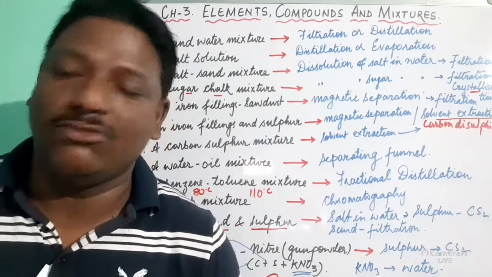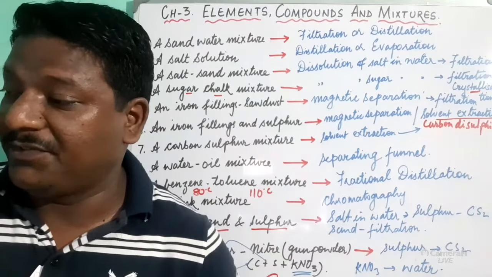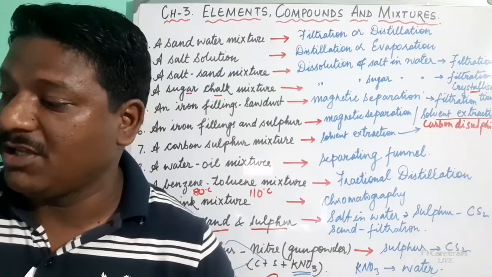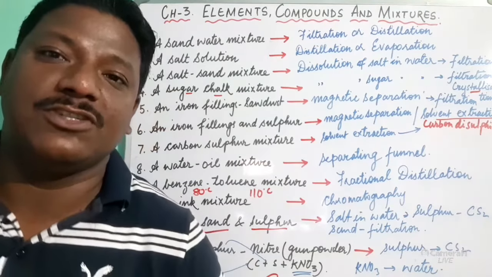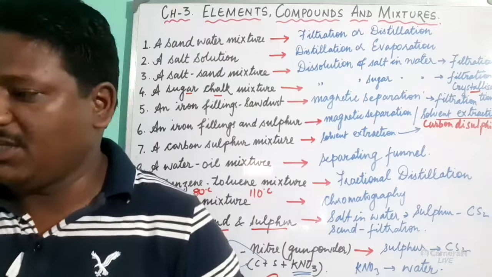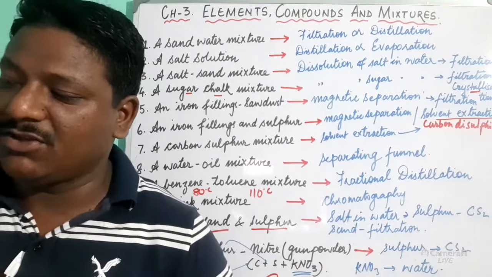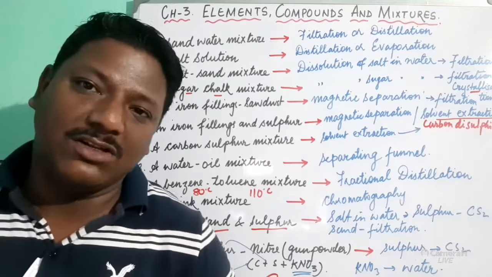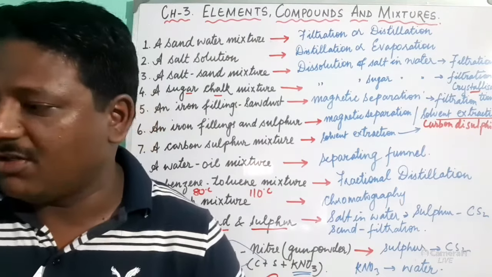Then salt and water solution. Yes, salt and water solution is homogeneous. I told you the difference between heterogeneous and homogeneous. Water and carbon tetrachloride, no, it is a heterogeneous mixture, because there is a difference in density. Sand and salt is heterogeneous because you can see sand and salt separately.